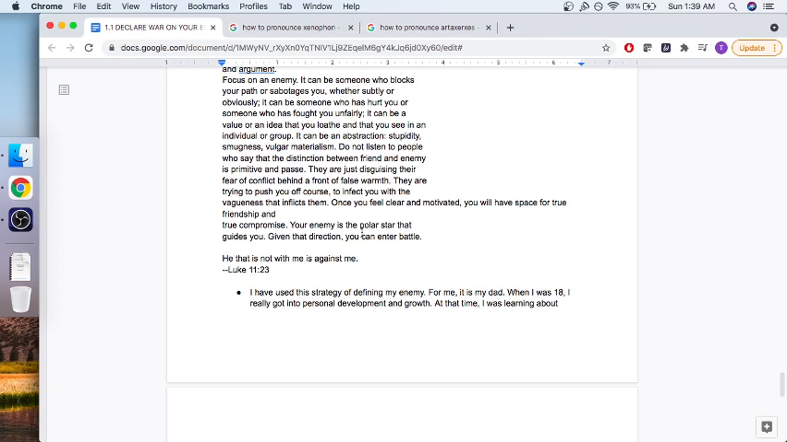vulgar materialism. Do not listen to people who say that the distinction between friend and enemy is primitive and passé. They are just disguising their fear of conflict behind a front of false warmth. They are trying to push you off course, to infect you with the vagueness that inflicts them. Once you feel clear and motivated, you will have space for true friendship and true compromise.